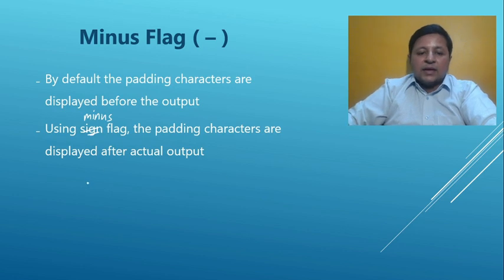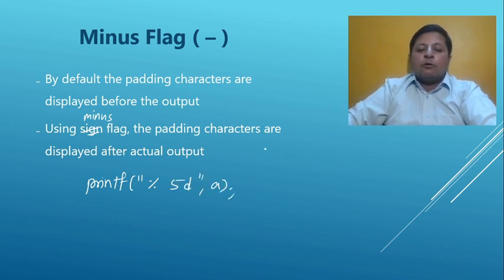Let's look at the example. So printf, again let's assume the value of a to be 23. If I have 5d and a, the earlier output, all of you know, is 3 blank spaces and 23.